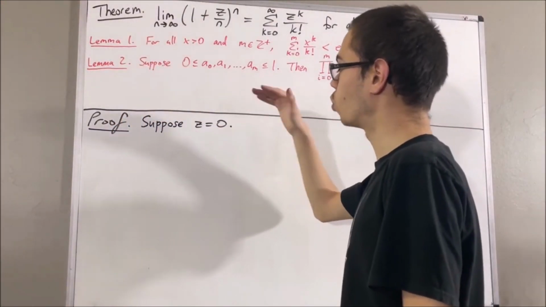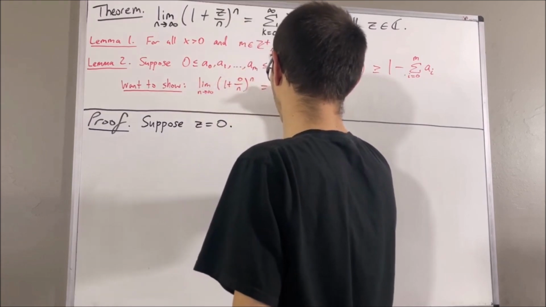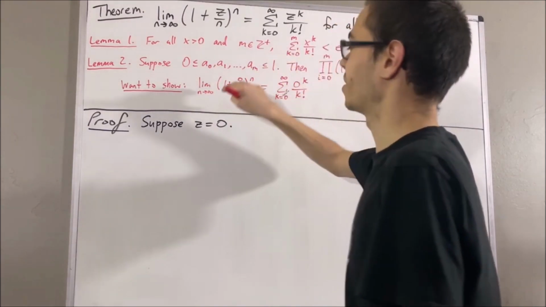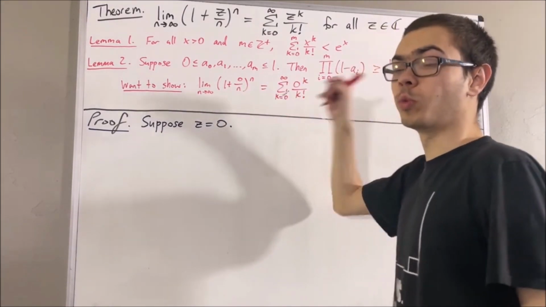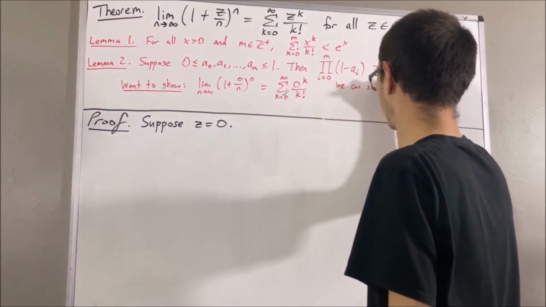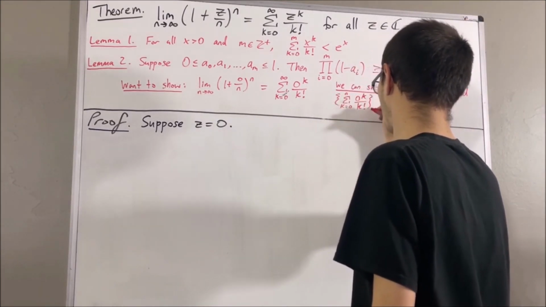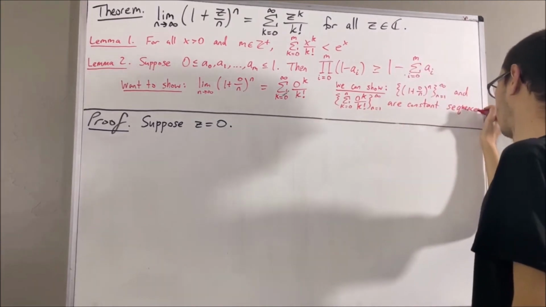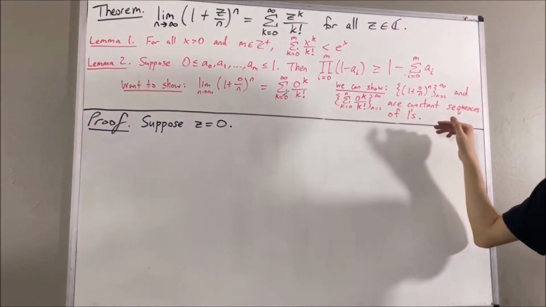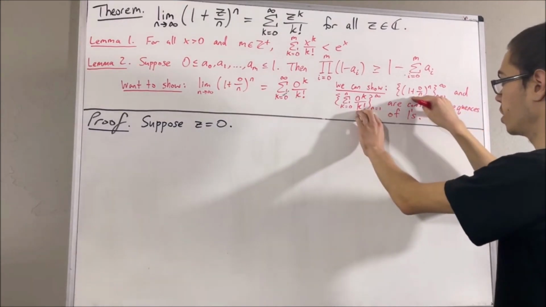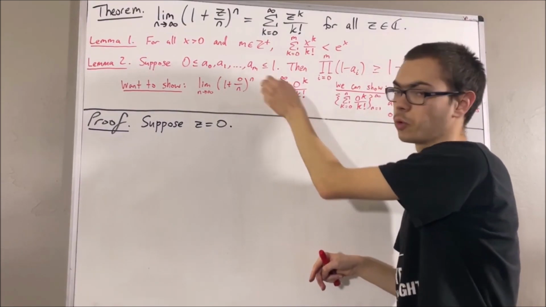Now in this case, we want to show that these two values are equal. Now, to show that these two values are equal, what we can show is the following. We can show that these two sequences are constant sequences of ones. If we can show that, then these two sequences both converge to 1, and therefore these two values are equal. Right? They're both equal to 1 in this case.